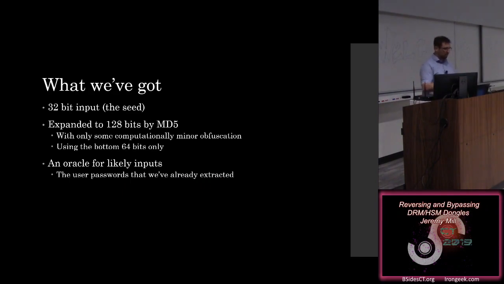So kind of to sum up what we've got to this point, right, is we have a 32-bit input expanded to 128 bits by MD5, with some computationally not important obfuscation of the fact that it's just an MD5 hash, right? Then we are only using the bottom 64 bits of it. And this is the really important piece. We have an oracle for what the likely inputs are. We have an oracle because we have to have the bottom 32 bits of that. That's our user password.